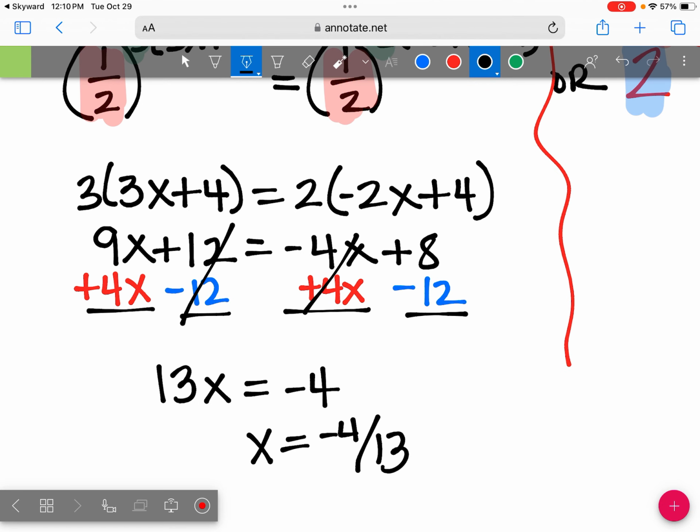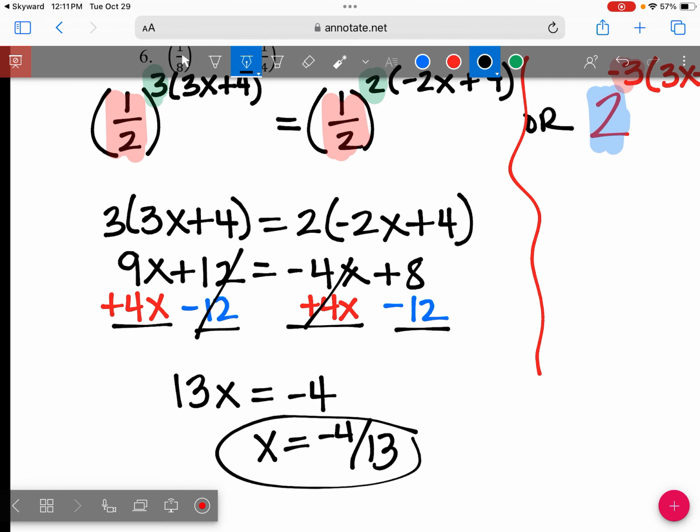All right, what did you all get? You should have got a fraction. What did you get? Yeah, -4/13. Who got that? Yes, ma'am. That's what I got, and I used the one on the right. But again, you should get the same answer with both.